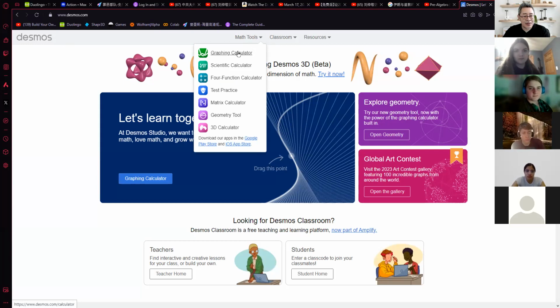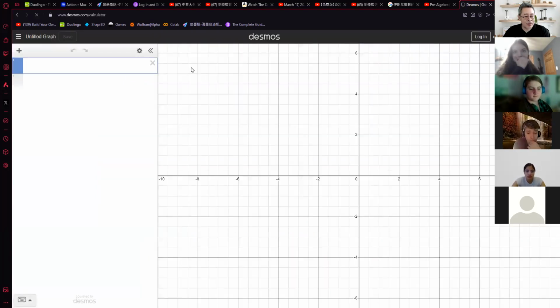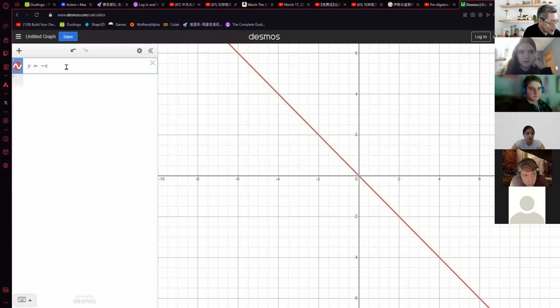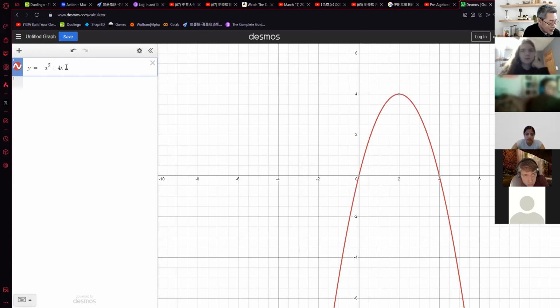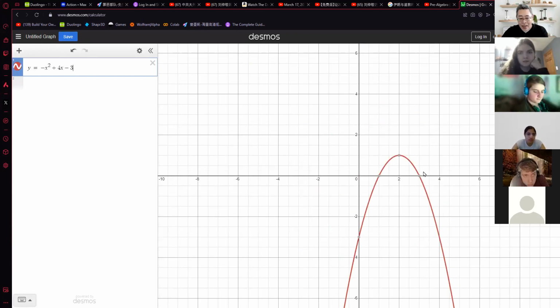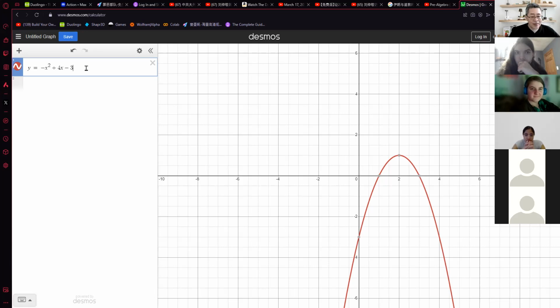So if we want to check, we just type in y equals, in our case, negative x squared plus 4x minus 3. And here is our vertex point, 2, 1. And here's the y-intercept, and our x-intercepts, 1, 0 and 3, 0. So that will help you verify if we got it right. Very useful.